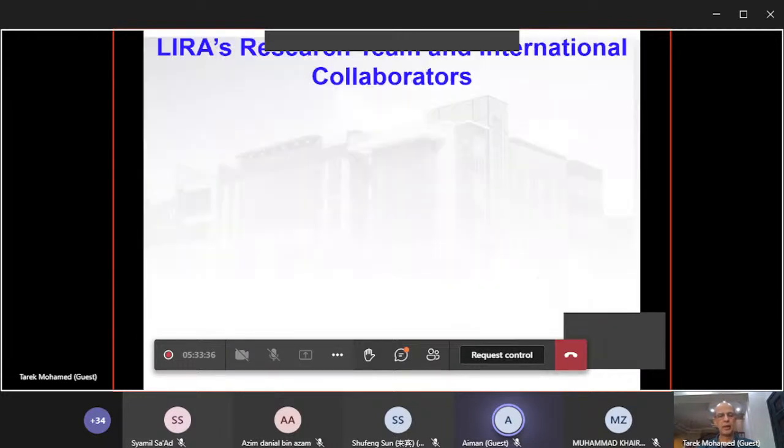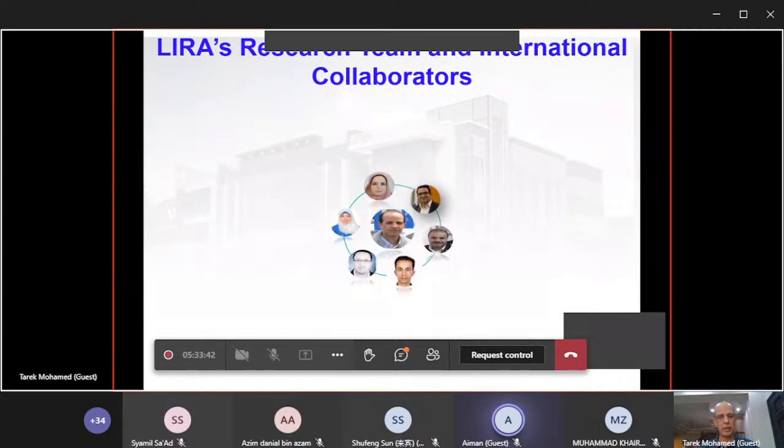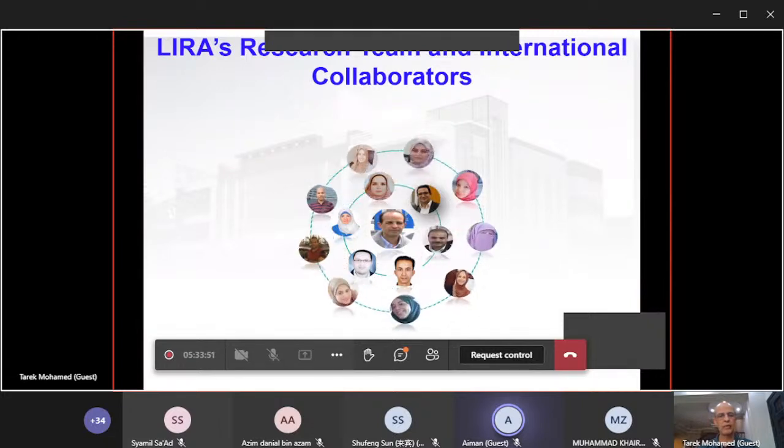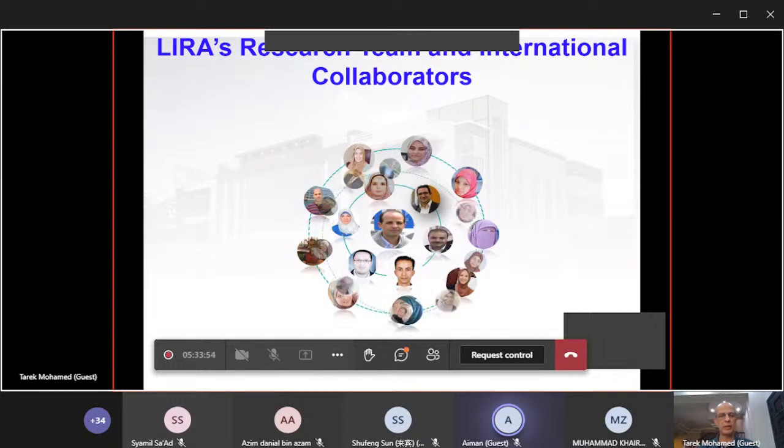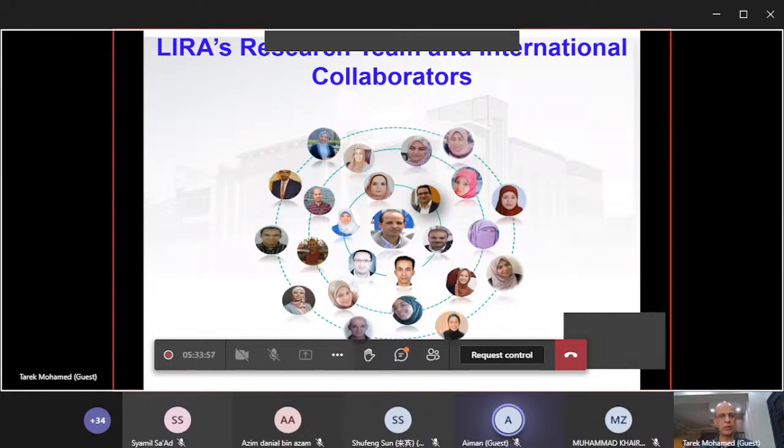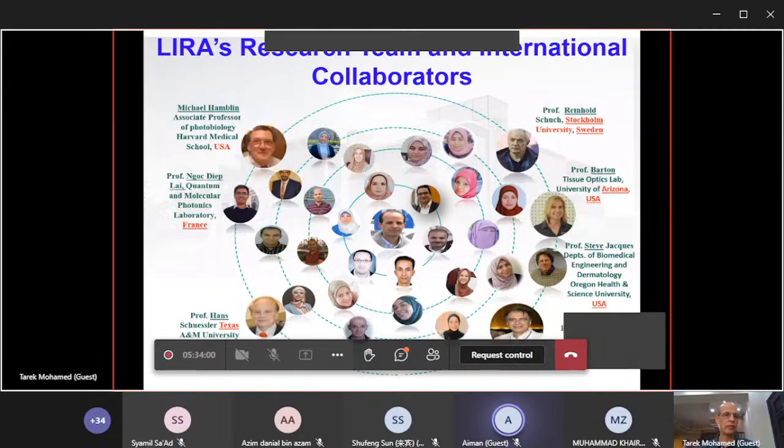Here are the current researchers in the institute. We have senior researchers, like biologists and some people from the medical field, and we have PhD and master's students, most of them in permanent positions at the institute. And we have collaborators from outside Egypt. We have some people from Harvard, from Stockholm University, from Texas, and from France. I discussed with Professor Harris a few months ago, and we will have collaboration in the future.